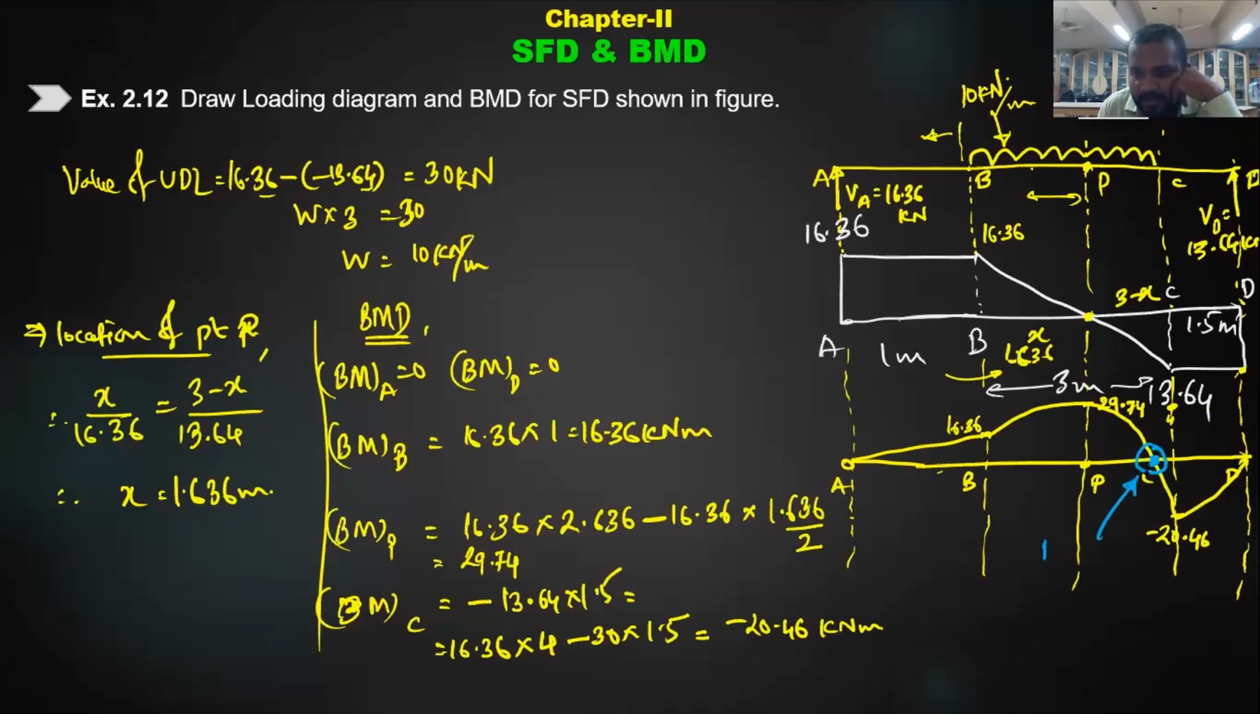ये point C नहीं है, मैं इसको अलग से नाम देता हूँ. Point C हमारा इधर है. This is my point. Another point other than this, I will call this, let's say, point Q. So here, at point Q, what is your finding? You are finding the bending moment is how much? 0. And this particular point is called as point of contraflexure.